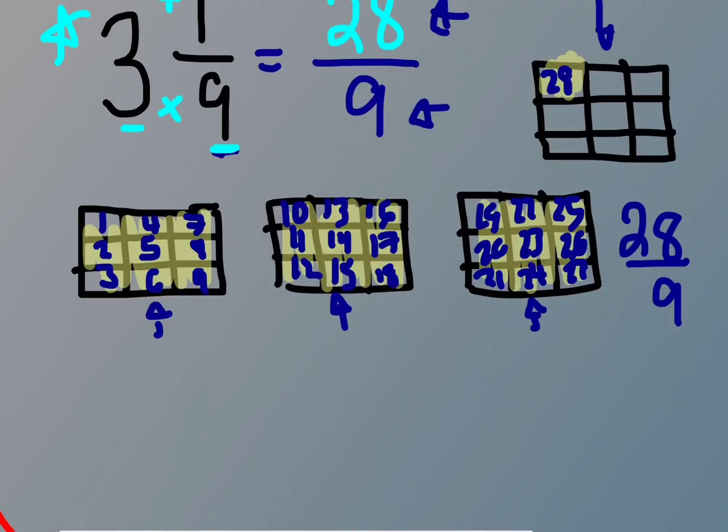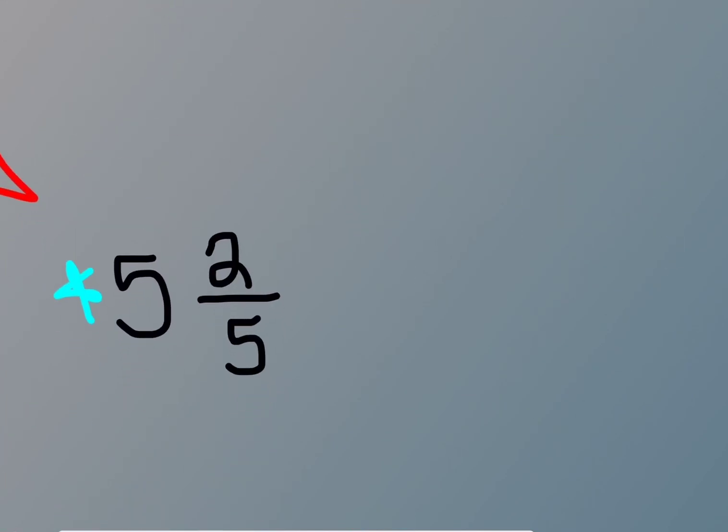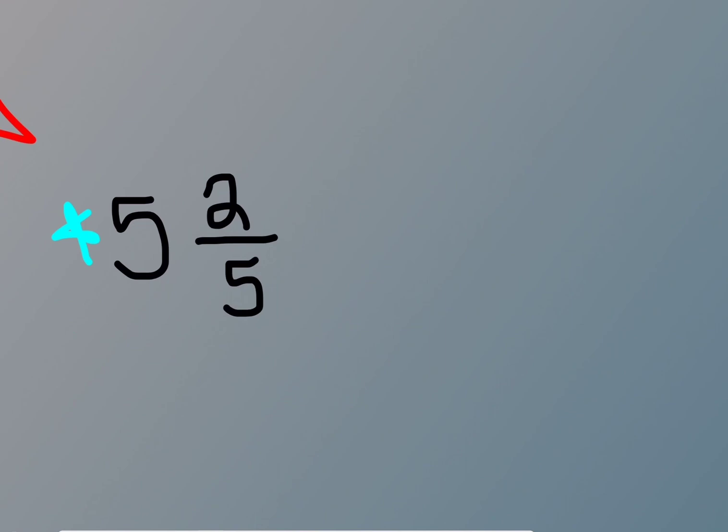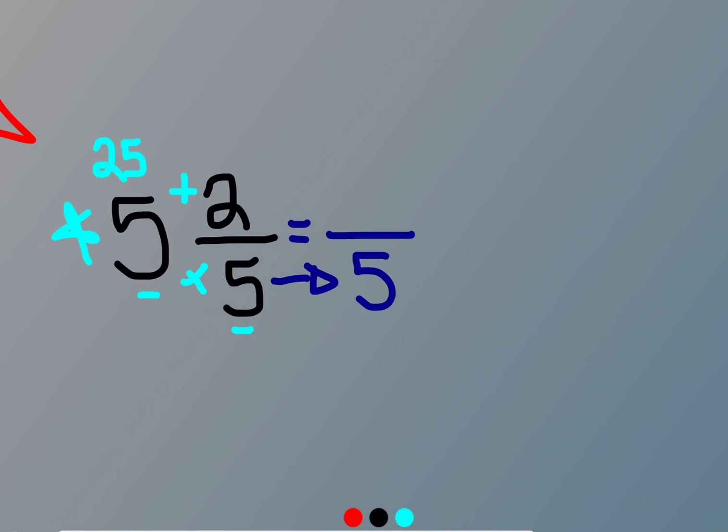Let's do another one. I won't prove this one because it's going to take a little bit too much time. First thing I'm going to do is write down my denominator, because if I start with a fifth, I'm going to end with a fifth. And the next thing I'm going to do is write my multiplication sign and my addition sign. 5 times 5 is 25. 25 plus 2 is 27. And there I have my final answer.